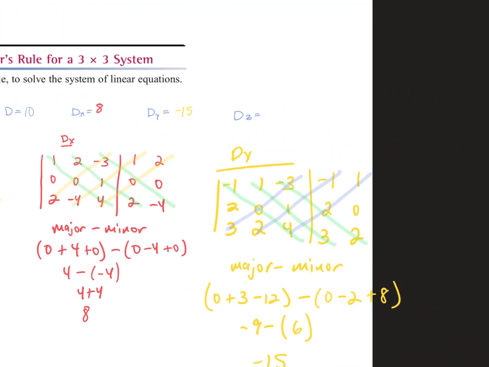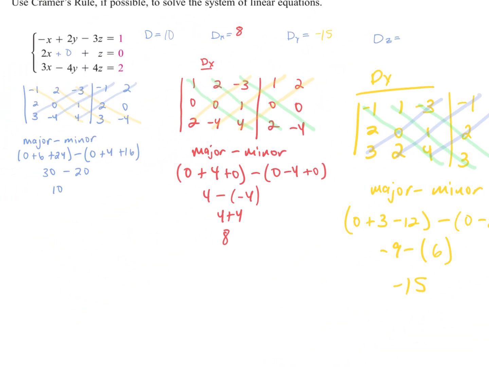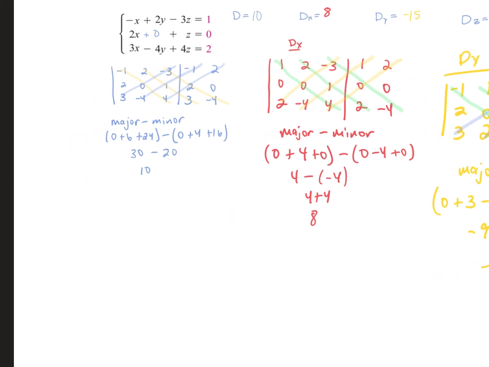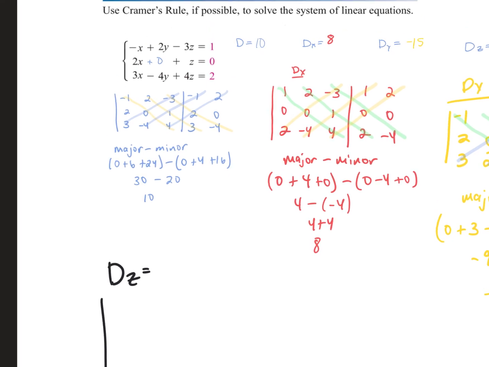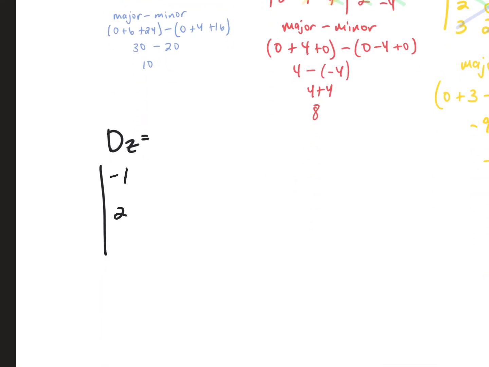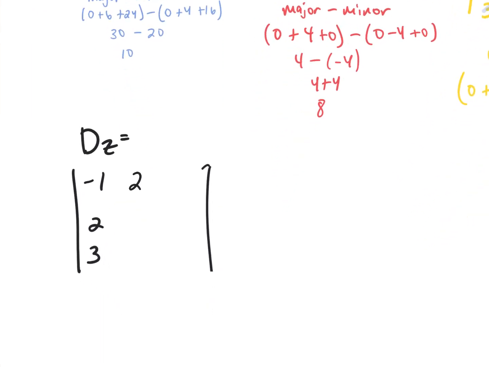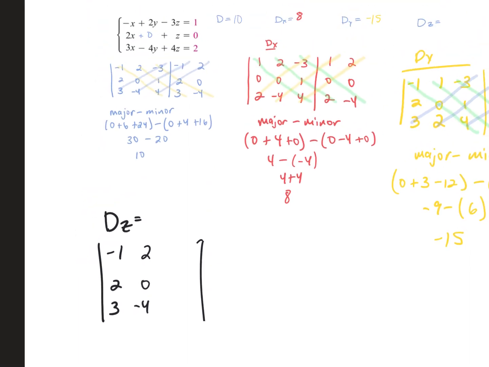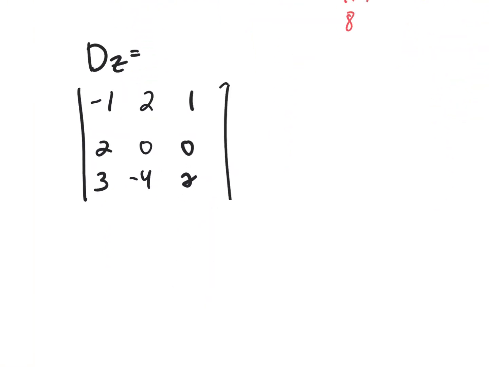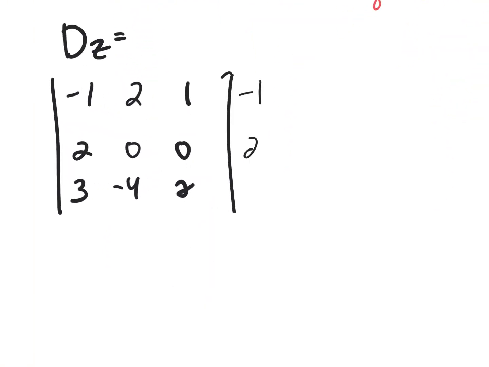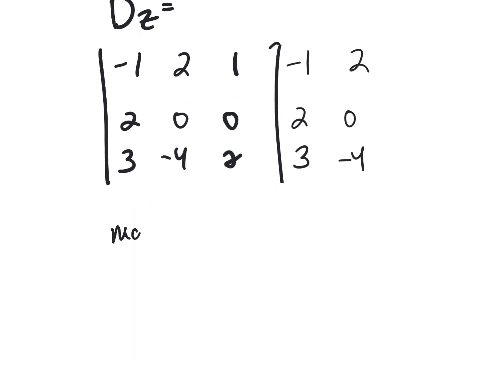Now we have to do this one more time and find d sub z. So I have negative 1, 2, 3, negative 1, 2, 3. Those are my x coefficients. My y's would be 2, 0, negative 4. Instead of my z coefficients, I use the answers. So I have 1, 0, 2. Then we're going to recopy the first two columns, negative 1, 2, and 3. 2, 0, negative 4. And then we're going to say major minus minor.